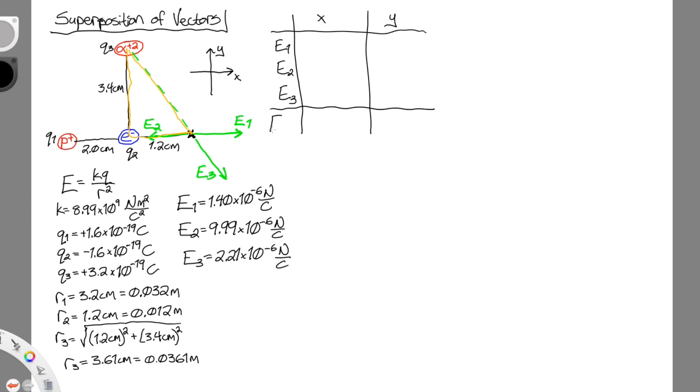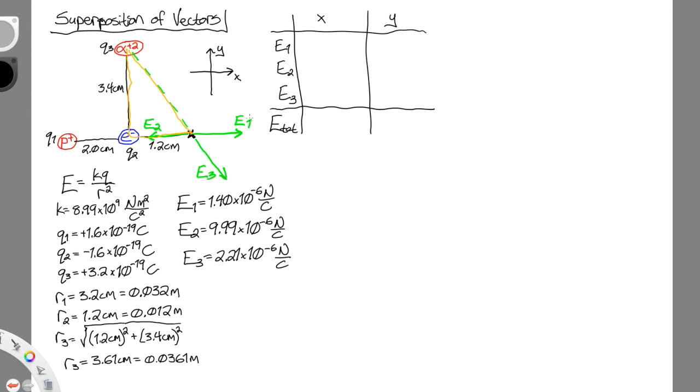So, to show you the chart that I use to keep track of these things, you have a column for x and a column for y, and you're going to add up E1, E2, and E3. And once you add those all up, you're going to get your total electric field, or E total. So let's go through these one at a time.